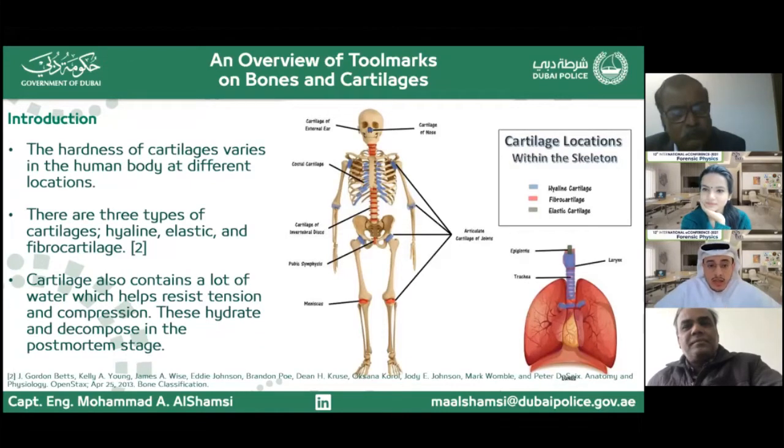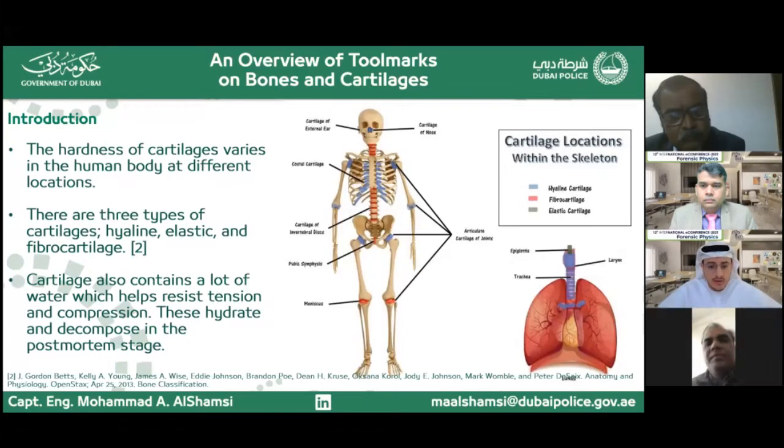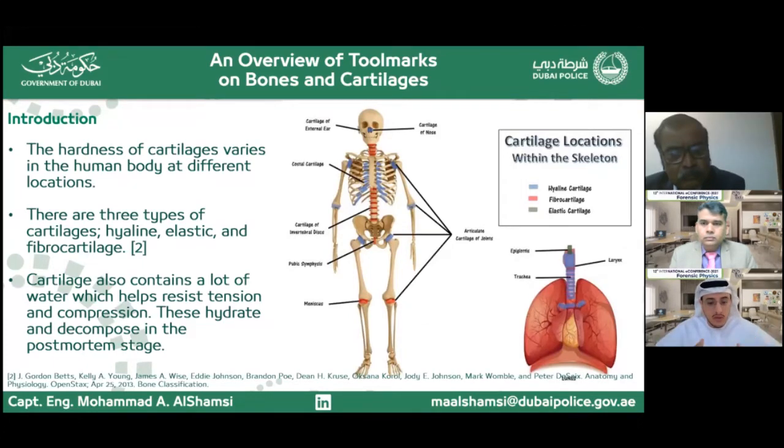We have three main types of cartilages: hyaline, elastic, and fibrocartilage. And these vary in different parts of the body depending on their function. Cartilages also contain a lot of water, which helps resist tension and compression. Similarly, if you look at the spine, in between the discs of the spine we have cartilages, so they absorb the shock. These dehydrate and decompose in the post-mortem stage. So depending on the body that you are examining, if it is, for example, decomposed out in the desert for maybe 4 or 5 months, then most probably we will not find cartilages if the internal cavity of the body is exposed.